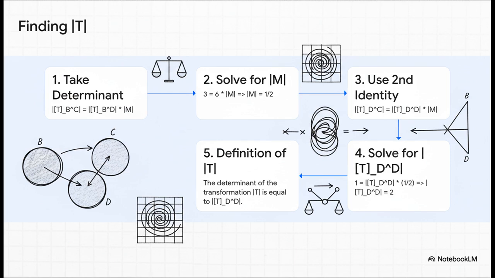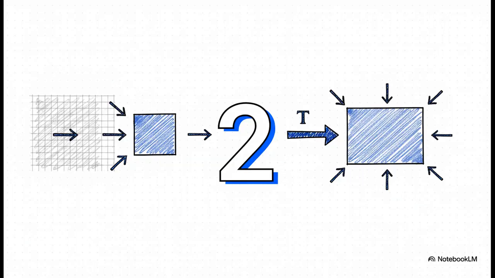The determinant of the transformation T itself is defined as the determinant of its matrix when the input and output languages are the same, which is exactly what T from D to D is. And there it is. That's our answer. After all that work, connecting different bases and different ways of looking at the same transformation, we find that the true intrinsic scaling factor of the transformation T is 2.